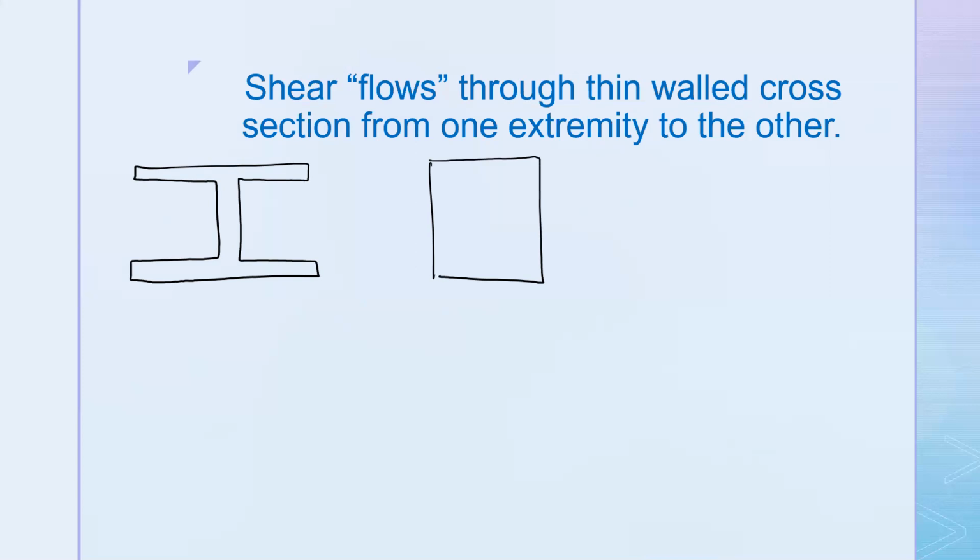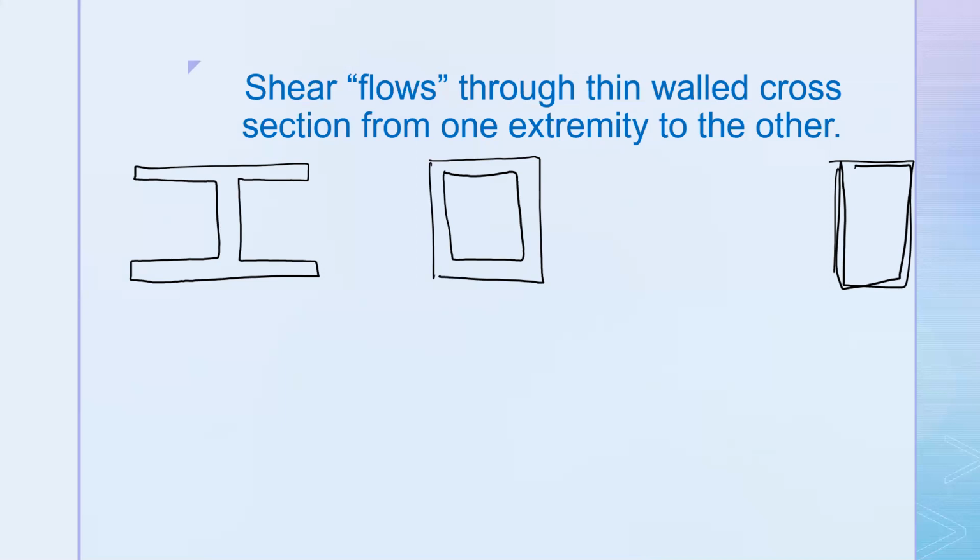All right, so it's going to go from one extremity to the other. And when I say thin-walled cross-section, I'm talking about like an I-beam. So we might have something like this, or we might have something like this, where the cross-section has a thin width. So what I'm not talking about is like a chunk of wood, a rectangular chunk of wood. Okay, so that's the opposite of a thin wall.